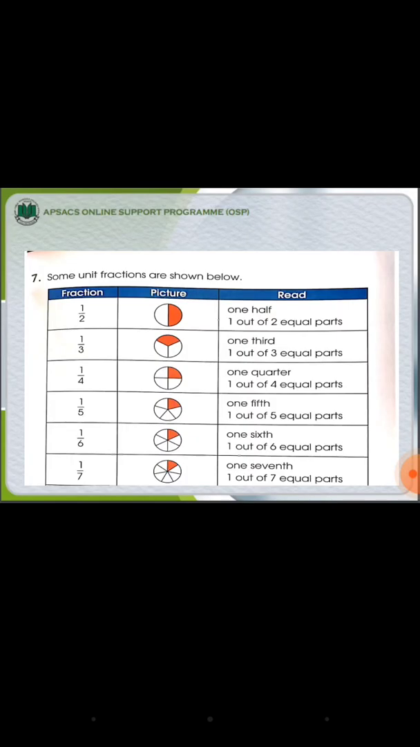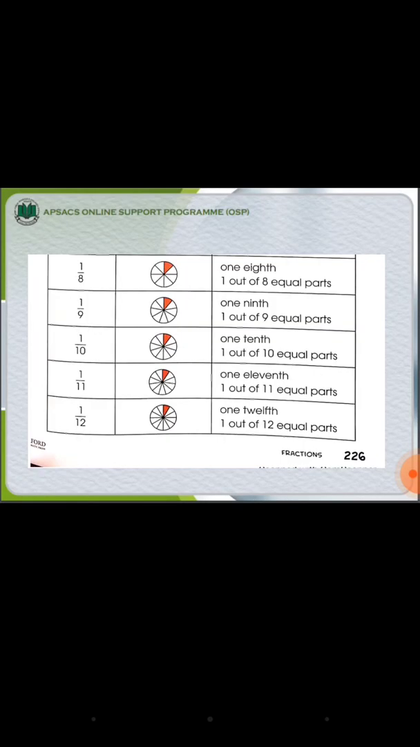Next, these are the pictorial representations of fraction. In first picture, circle is divided into 2 parts. So denominator is 2 and shaded part is one side. So 1 by 2 is the fraction. In next picture, fraction is 1 by 3. As you can see, circle is divided into 3 parts and 1 part is colored. Similarly, 1 by 4, 1 by 5, 1 by 6, 1 by 7, 1 by 8, 1 by 9, 1 by 10, 1 by 11 and 1 by 12.